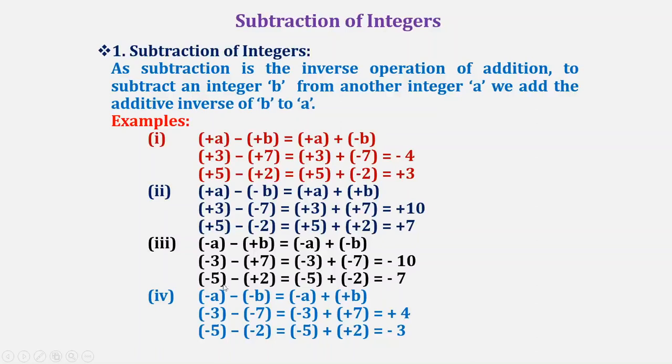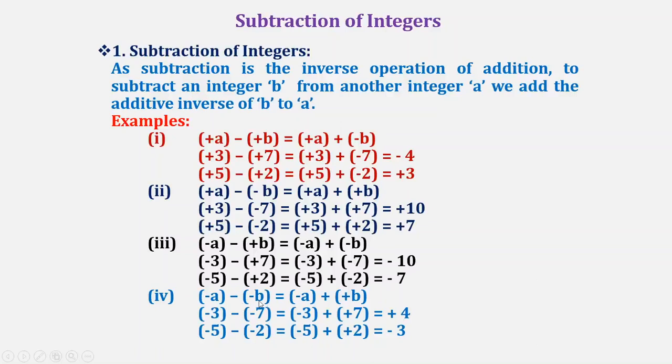Minus 5 you write as it is, change the minus sign to plus, and take the additive inverse of plus 2, which is equal to minus 2. Now here also we are adding numbers which have the same signs. So first add the two numbers irrespective of the signs. 5 plus 2 is 7, and put the sign which is common to both, which is minus. So minus 7.